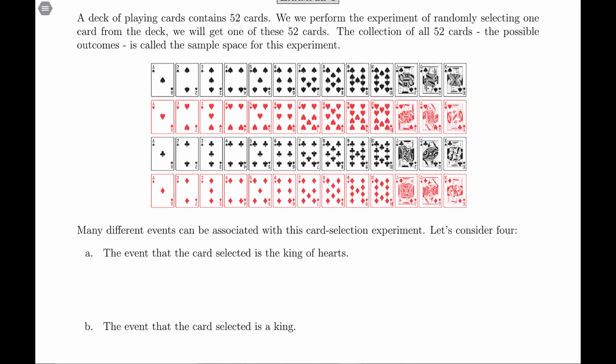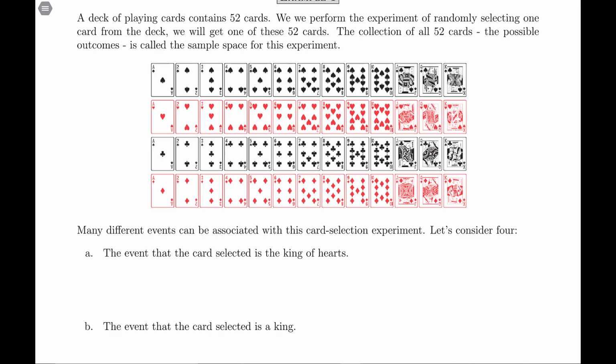The first thing we want to consider is part A, where it says the event that the card selected is a king of hearts. If you're not familiar with a deck of playing cards, I have provided you with the illustration here of every card that's in a deck. I've actually encountered situations where students had 0 clue about playing cards, so that's why I've included this diagram. Your first row are spades, second row are hearts, third row are clubs, and your fourth row are the diamonds.